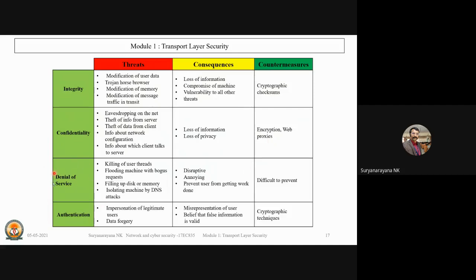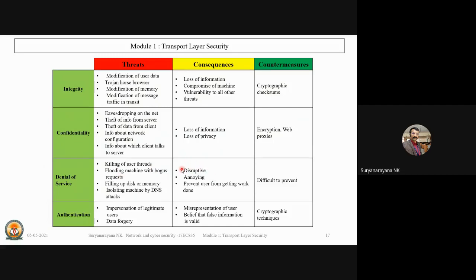The next important thing is the threat of denial of service. Here, denial of service means the attacker will kill the threads. The attacker may flood the machine using bogus requests. The attacker may fill up the disk or memory, or the attacker may isolate the machine by DNS attacks. So these are the threats. What will be the consequences?